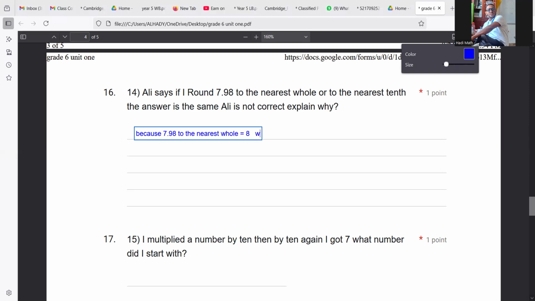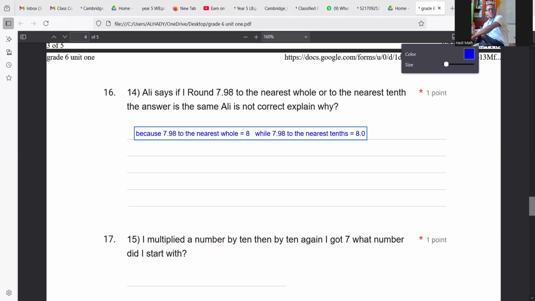While the same number, 7.98, to the nearest tenth equals, like, the tenth is 9. We look on the right of 9, you have 8. That means you add 1 to the 9. It's going to be 10, you put 0 and carry over 1, so it's going to be 8.0.